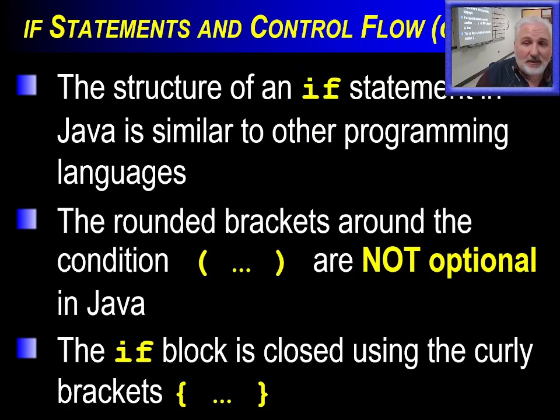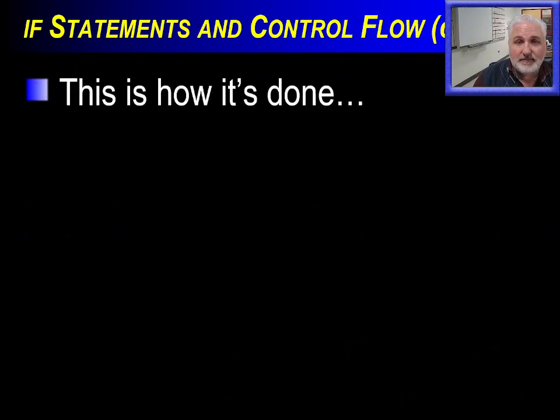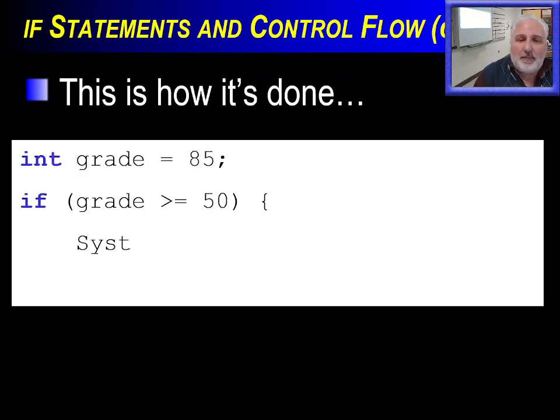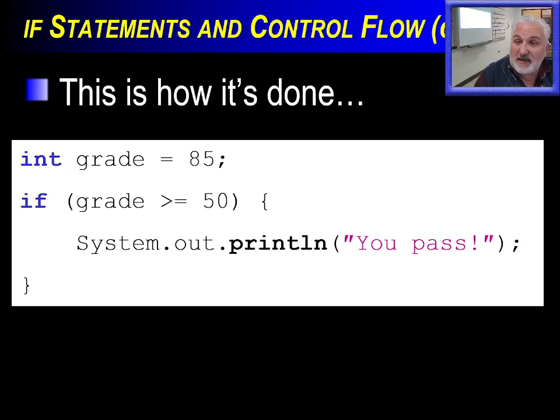This is optional, and we'll talk about how that relates in a little bit. So here's a simple example where we create a variable, set it to 85, and then check if that grade is greater than or equal to 50. And then we create a block of code, in this case only one line, that will only execute if that relational expression evaluates to true. In other words, if the grade is greater than or equal to 50. And 85 is greater, so this line of code, the output you pass, would in fact execute.